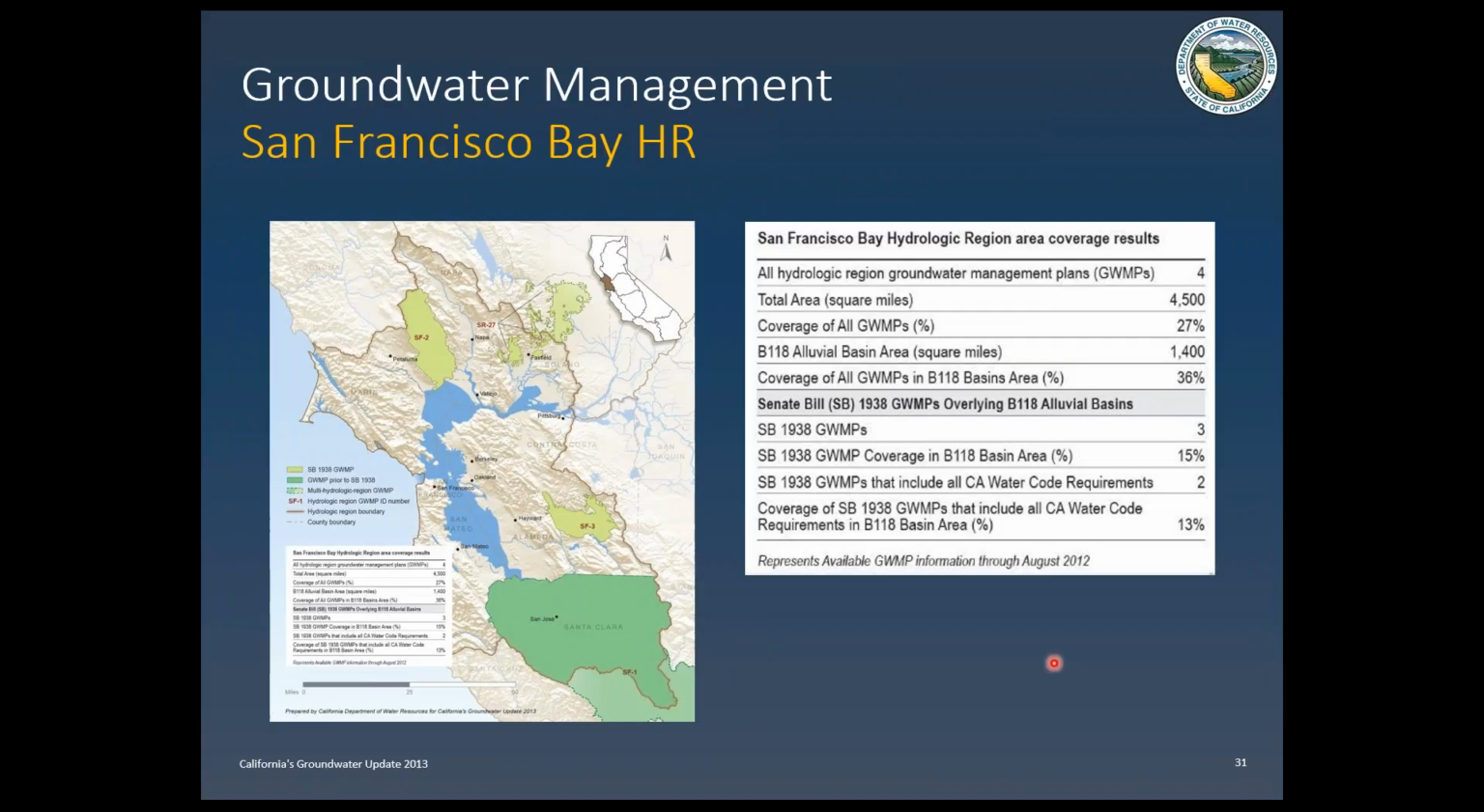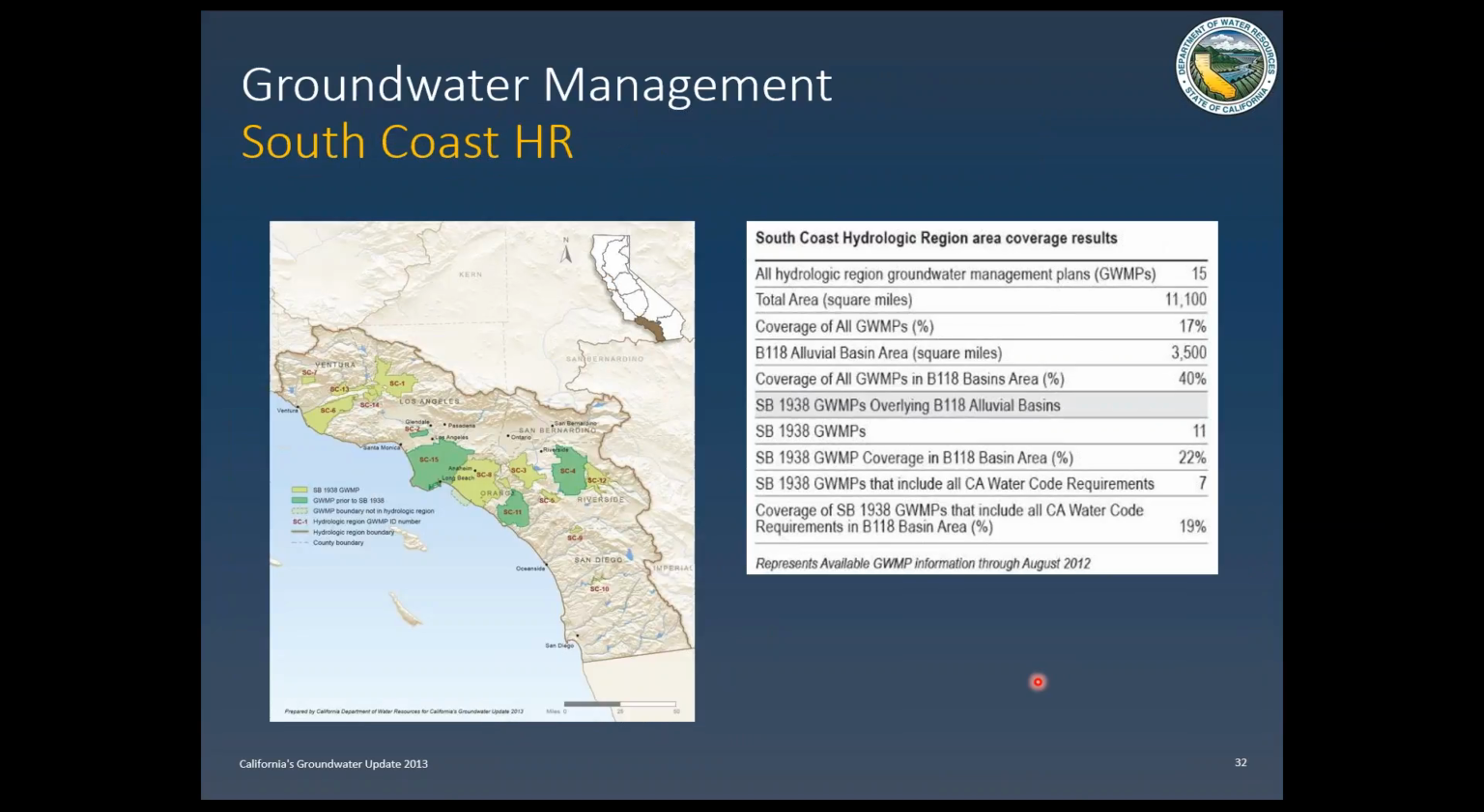San Francisco, we looked at 4 plans. 3 were SB 1938, and only 2 of them at the time met all the requirements. Several more plans have come in that area since then, and some have been updated. South Coast, few more plans, 15 of them, and 11 of them were considered SB 1938. And only 7 of those met all the requirements.